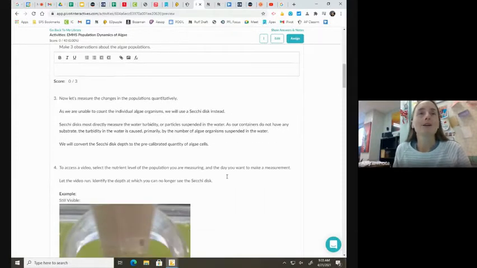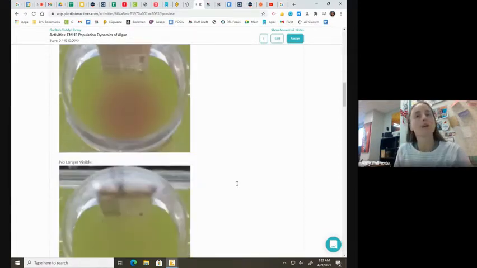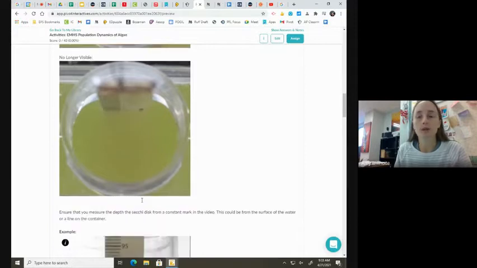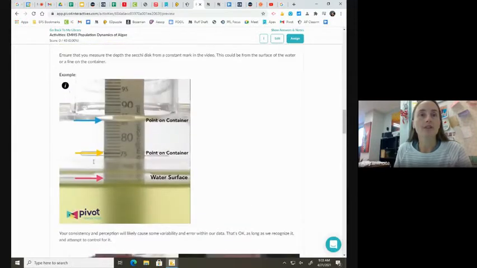Then it was about this Secchi disc thing that you could see disappear, and you were supposed to measure when it disappeared. That was the beginning part, and you had to pick a line, a point on the container. I usually use the middle one, but you could use whichever line you wanted, which means all of our answers will be slightly different, and that's okay.